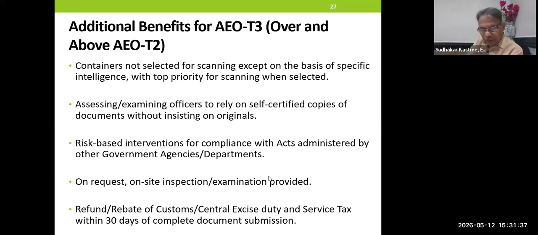So some financial benefits get added: less bank guarantee or no bank guarantee, faster release of funds for a drawback, faster refunds. So that will help you. And procedural aspects, sealing, all these things will help you improve your methodology.